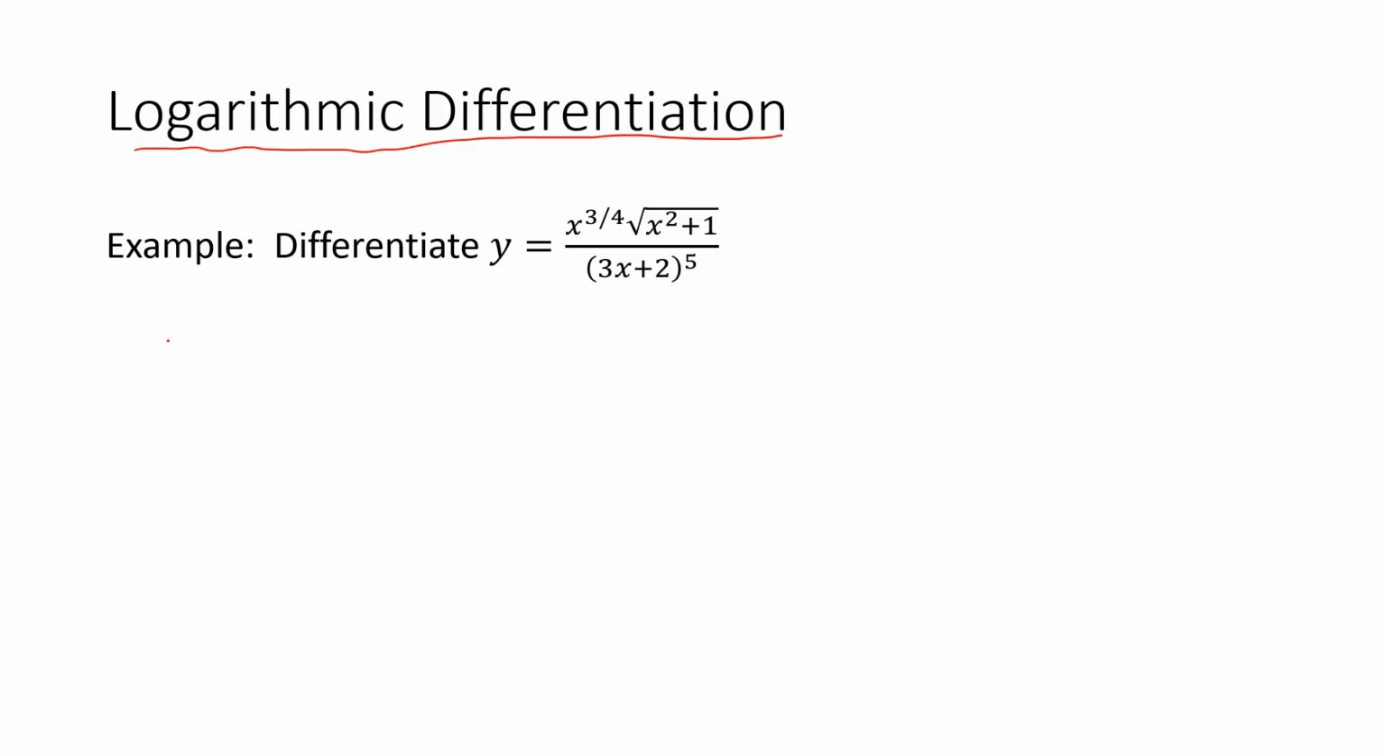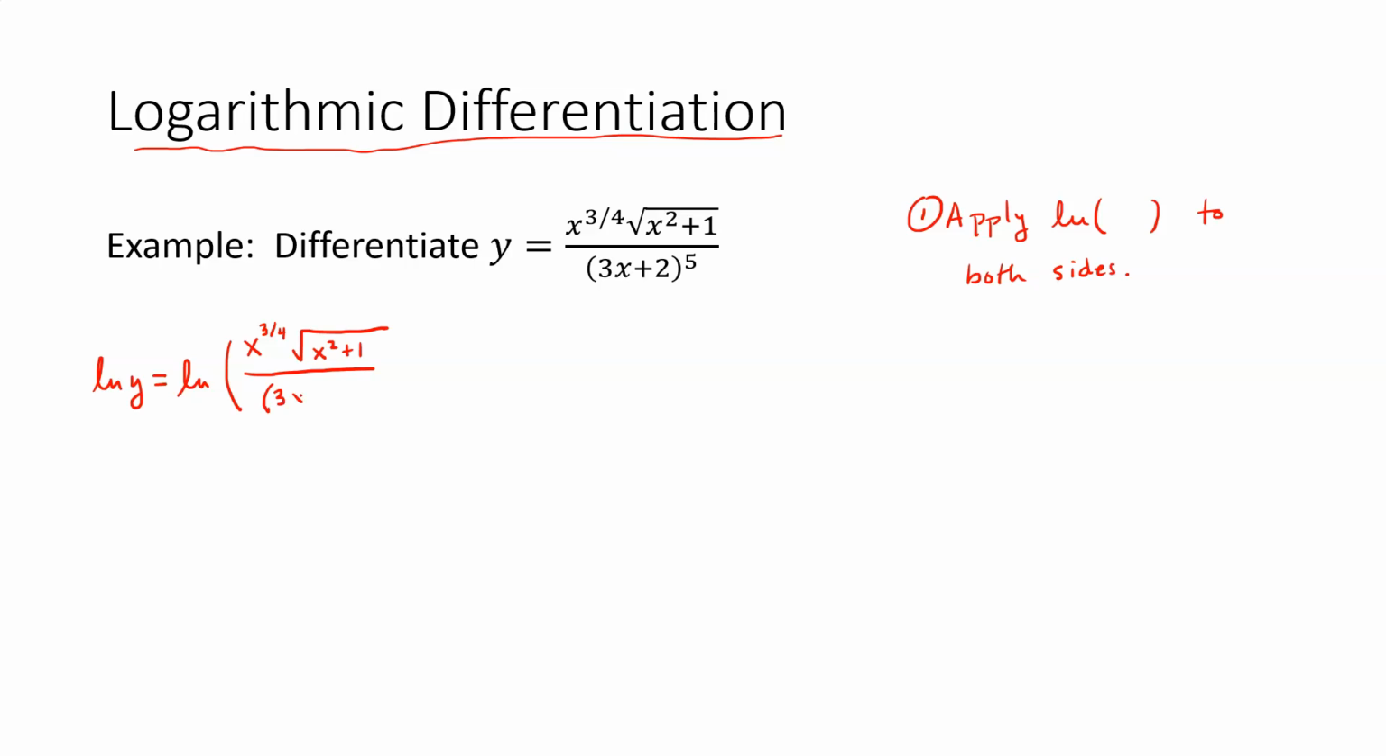So in the first step of the process, I'll start by applying natural log to both sides of the equation. So let me list out the steps that I'm going through over here. So the first step is we're going to apply the natural log to both sides of the equation. On the left-hand side, we'll have ln of y. On the right-hand side, we'll have ln of this complicated expression, x to the 3 over 4, square root of x squared plus 1, over 3x plus 2 to the power of 5.